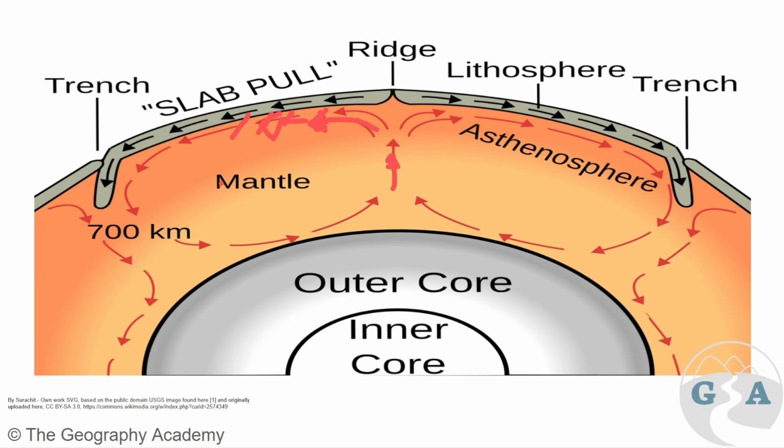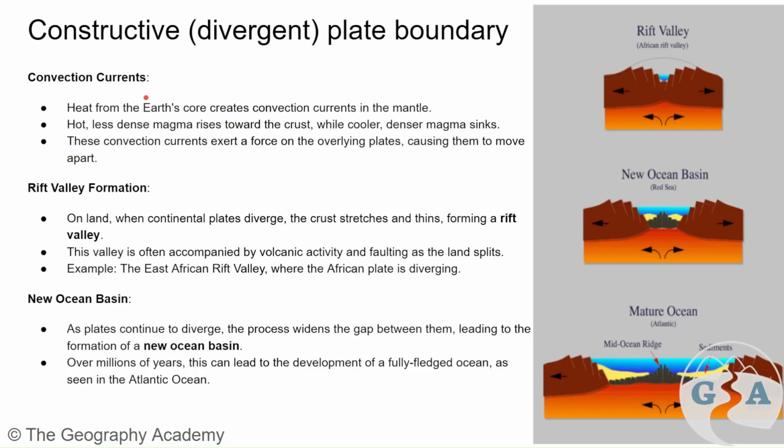At the same time, we can also see slab pull, when tectonic plates go back under. We'll come to that in a little while. So convection currents are the driving force in a constructive or divergent plate boundary. Both mean the same thing. They begin with the friction we talked about at the bottom of the crust and start to move the tectonic plates in the same direction as their motion.